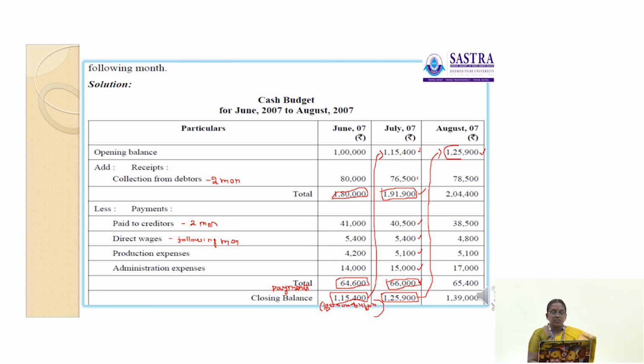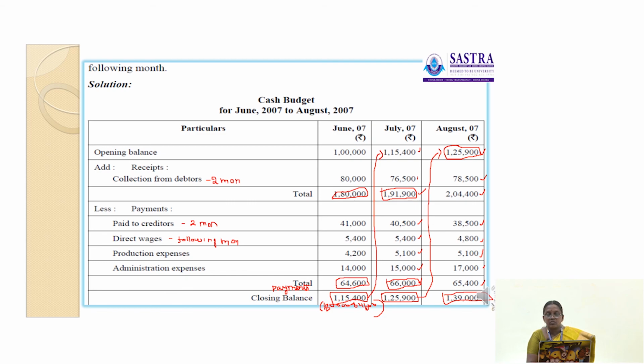The next one is payments. Amount paid to creditors rupees 38,500. Direct wages 4,800. Production expenses 5,100. Administration expenses 17,000. So the total payment is 65,400. That is 38,500 plus 4,800 plus 5,100 plus 17,000. The total expenses relating to cash payments is 65,400.